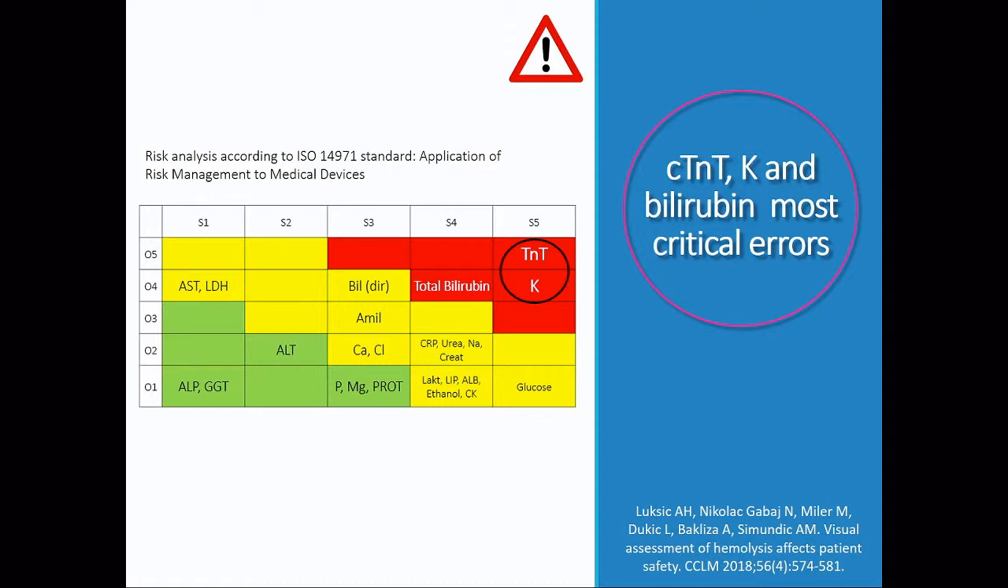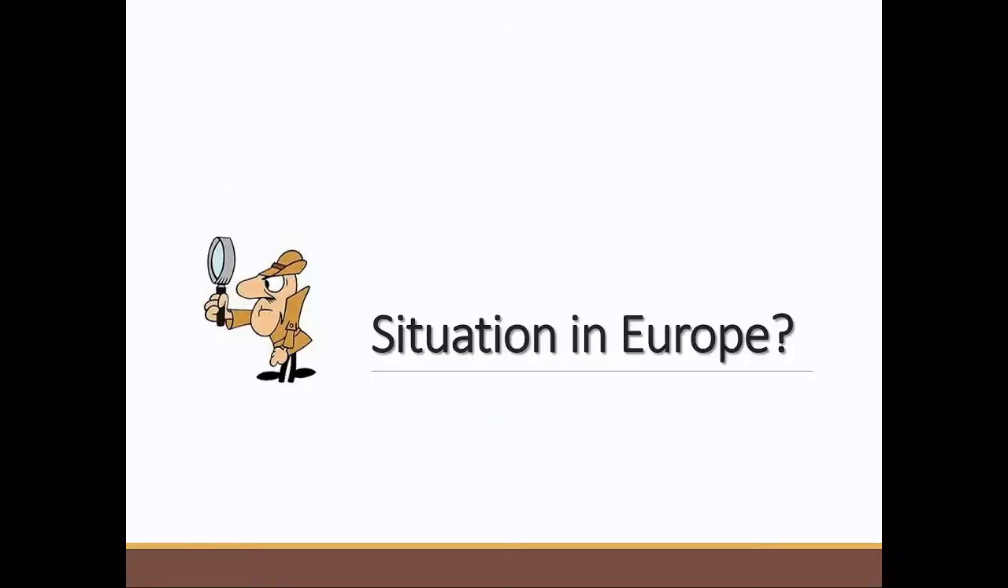So our question was, what are the analytes which are most critical if we do the visual assessment and individual decision? So we did the risk analysis to understand which are the analytes which are most critical to this process, and we were able to identify troponin, potassium, and bilirubin as the most critical analytes, which are also the most clinically important analytes in the routine laboratory.